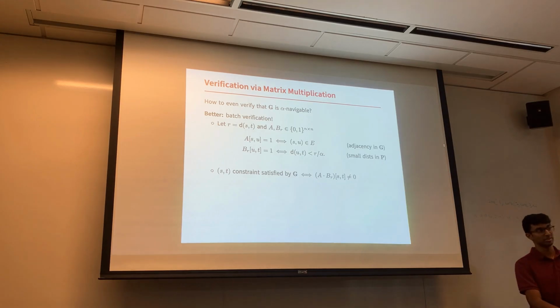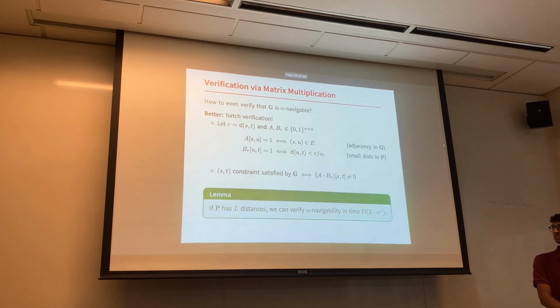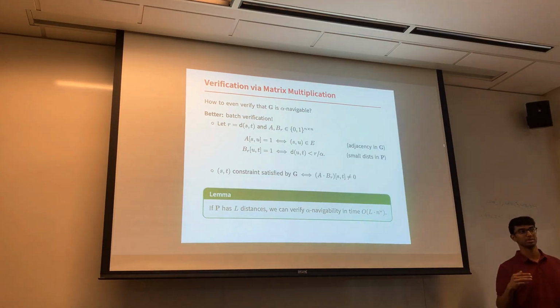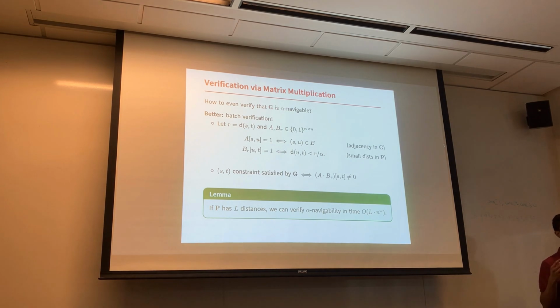So from this observation, we'll immediately get this nice lemma, which is that if our point set had a small number of unique distances, let's say at most L distances, then we can verify all the alpha navigability constraints in time L times n to the omega. L many matrix multiplications. For each unique distance, we'll build this matrix B sub R, and then we'll compute all these matrix products. And then for a given constraint S and T, I'll just look at the product that corresponds to their distance.